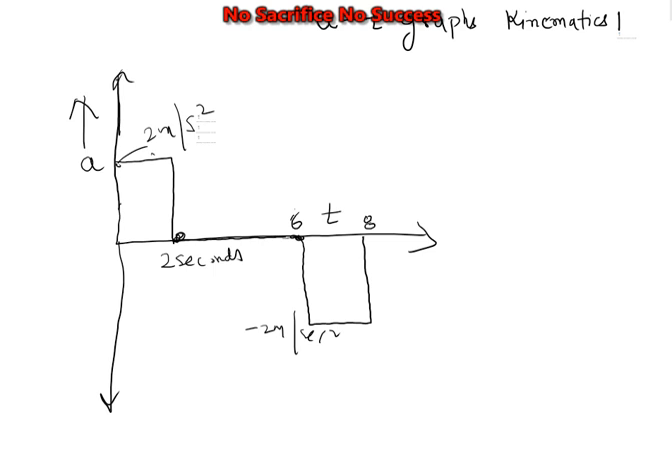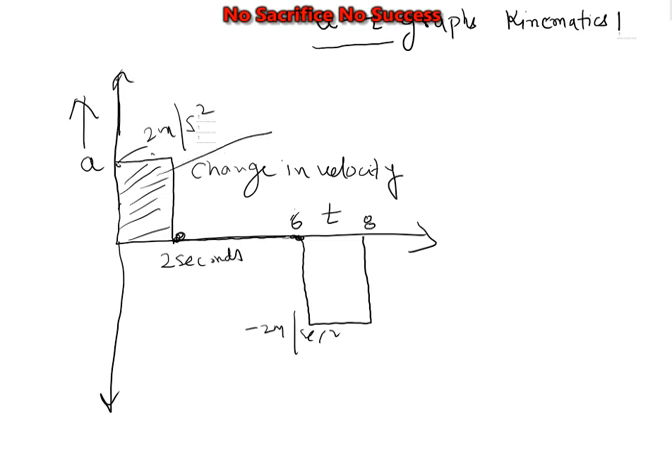Now, apart from this, the very important characteristic of an AT graph is that the area under the curve of an AT graph tells you about the change in velocity. Okay, how much did the velocity change? So if you calculate this area, which will be length into breadth, 2 into 2, it will be 4 meter per second. This is the change in velocity that happened in a period of 2 seconds.